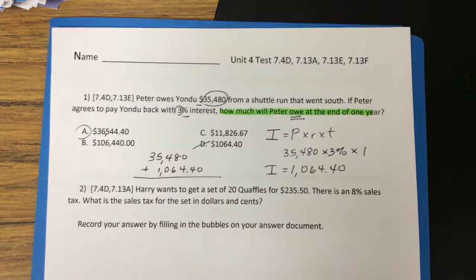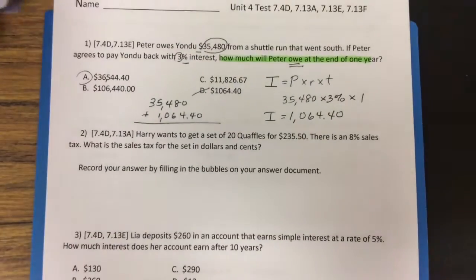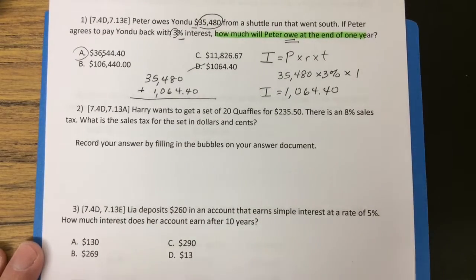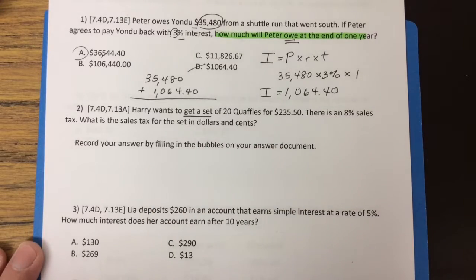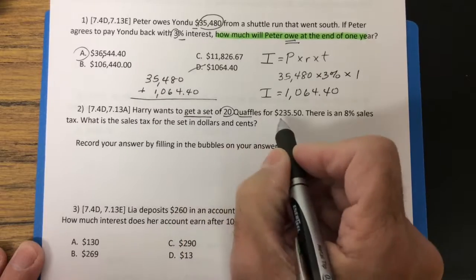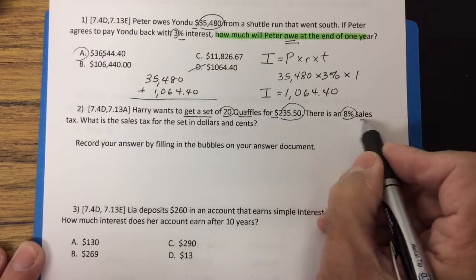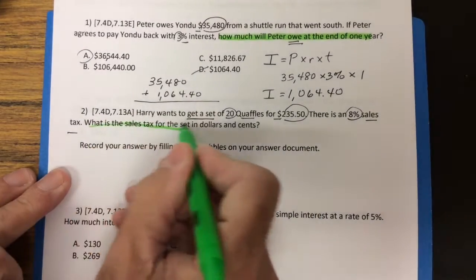And I'm guessing you missed it because you didn't know what a quaffle was. Well, a quaffle's a Harry Potter wizard ball. But that doesn't matter. Harry wants to get a set. He wanted to buy one group of 20 quaffles for $235.50. If there's an 8% sales tax, what is the sales tax?